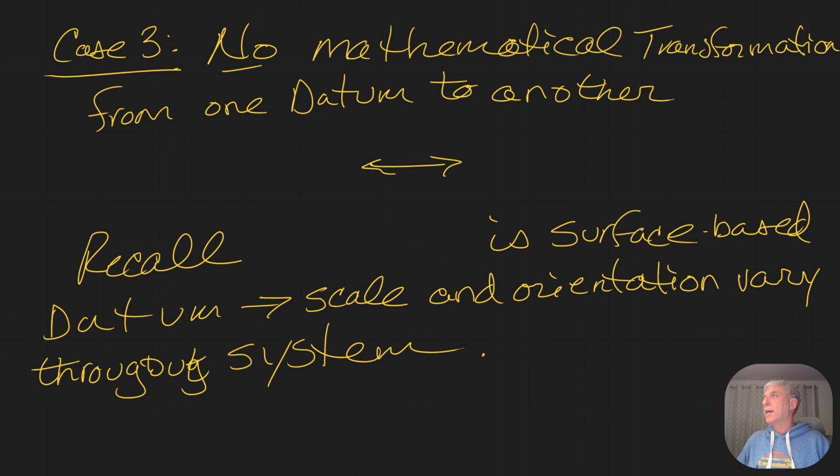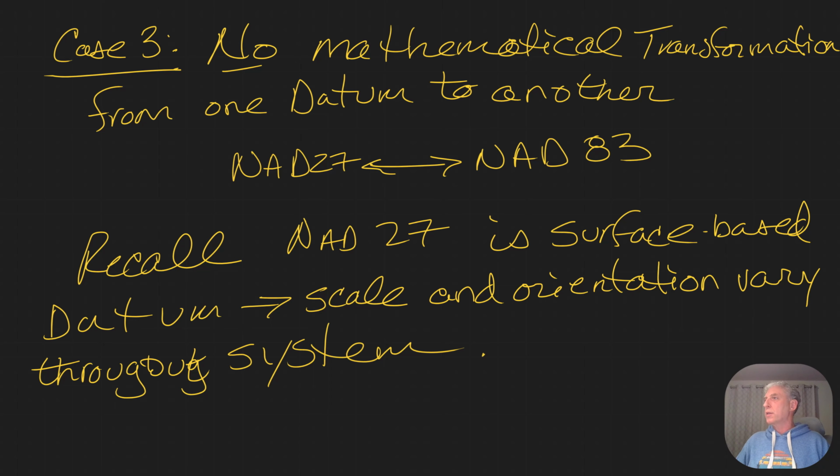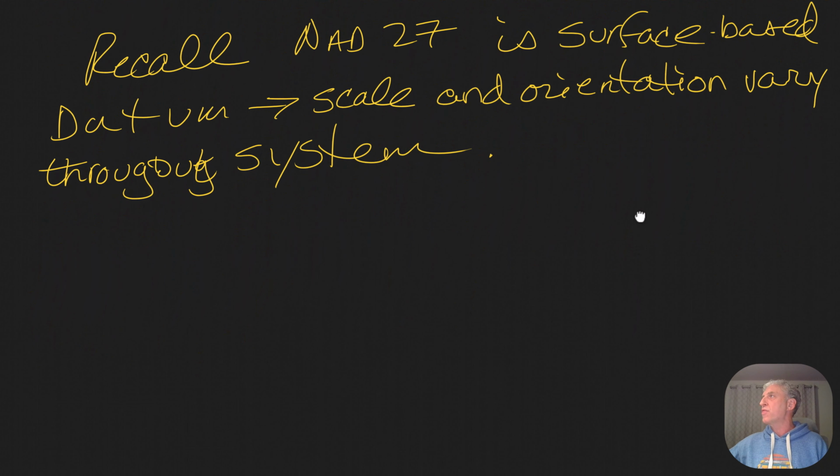So this would be like the case of horizontal datums, NAD 27 to NAD 83. Recall that NAD 27 is surface-based. So again, scale and orientation vary from point to point throughout the system. And we have a few methods for dealing with that case. So let's look at some of those methods.